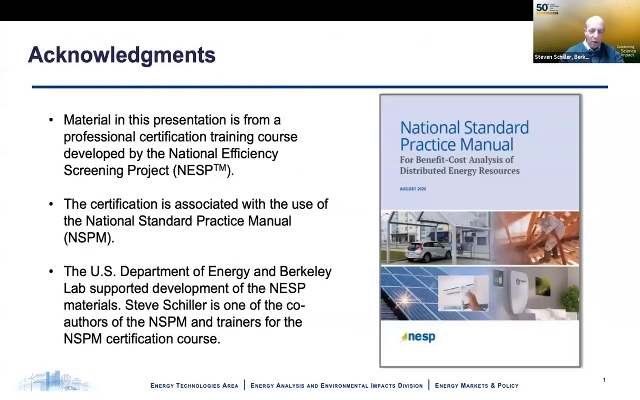Okay, so benefit cost analysis. Before I get into this, I want to provide an acknowledgement that much of what we have here comes from a certification training course associated with the National Efficiency Screening Project, which developed a guidance document called the National Standard Practice Manual for doing benefit cost analysis of DERs. So it seems fairly appropriate for this presentation here.